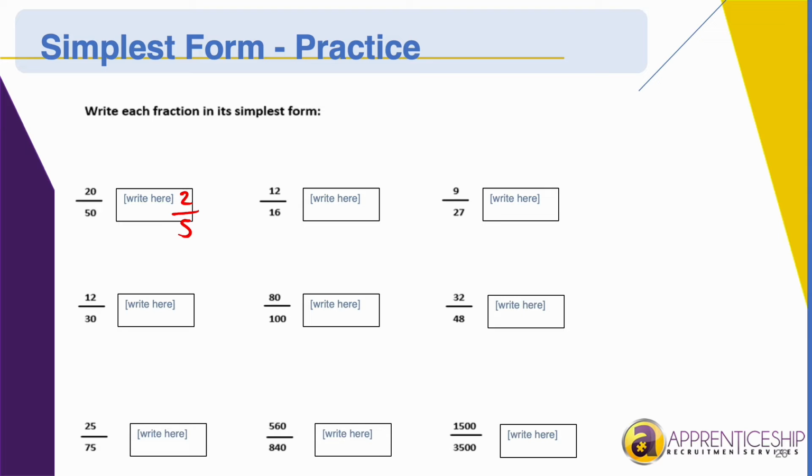12 over 16, again divisible by 2, so 6 over 8. Oh, still divisible by 2, 3 over 4. So it took me 2 steps, but it's not an issue because it was easy to do.